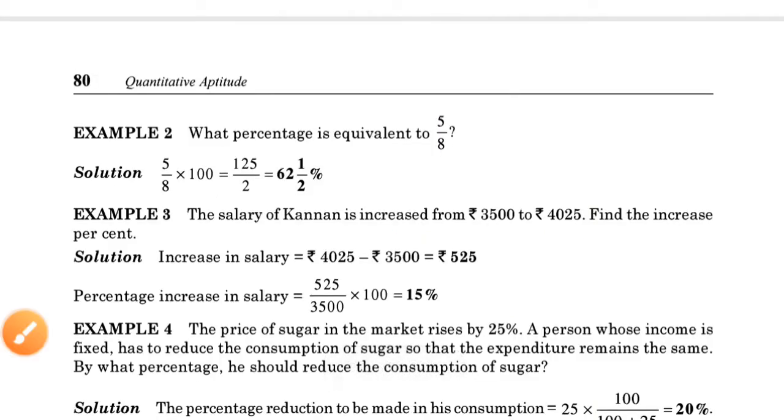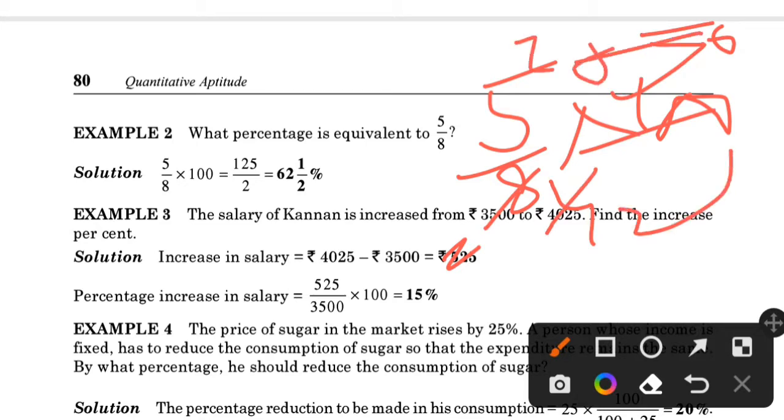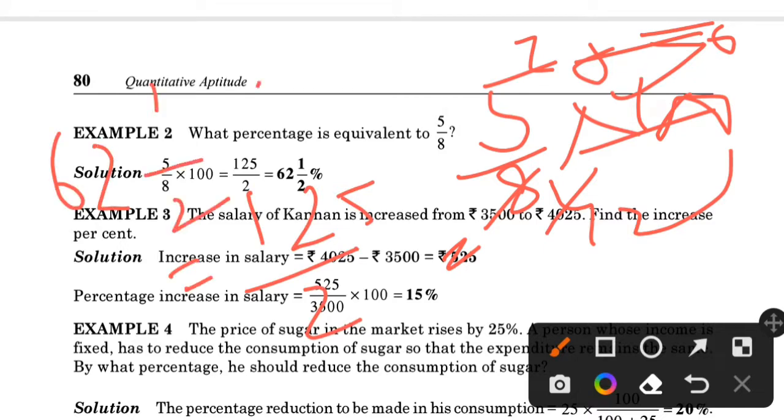The next example is: what percentage is equivalent to 5 over 8? So 5 over 8 is a fraction. From now onwards, when we are asked to find the percentage of a fraction, we simply multiply that fraction by 100. So I multiply 5 over 8 into 100, so 8 into 4 here is 50, then it's 2, then 25, so 25 fives are 125 over 2, and if we divide 125 by 2 we get 62 whole 1 over 2%. So 5 over 8 is equivalent to 62.5%.